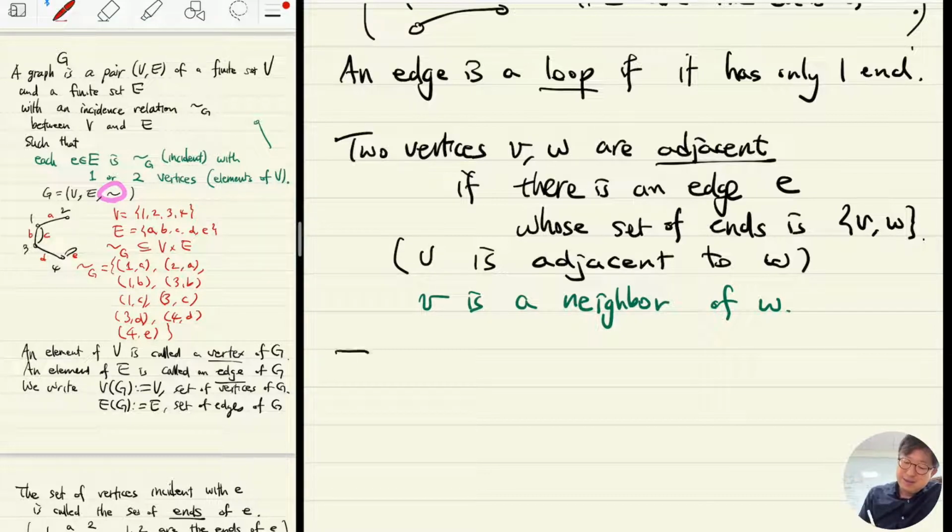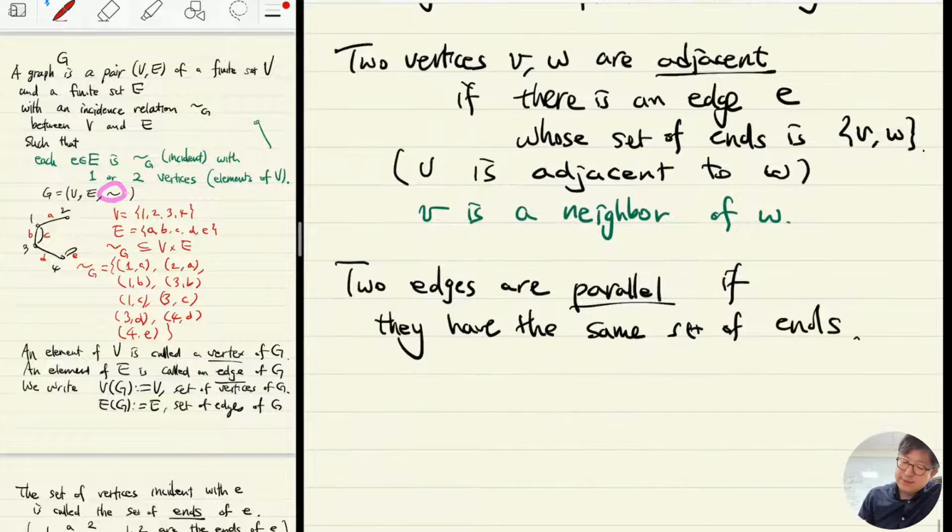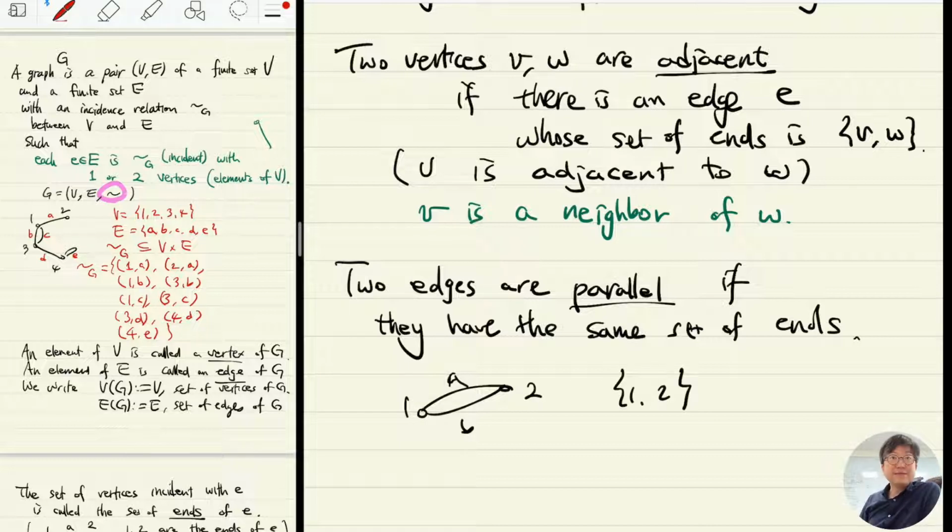And two edges are parallel if they have the same set of ends. So if you have two edges A, B which both have 1, 2 as the set of ends, in this case we say that A, B are parallel.